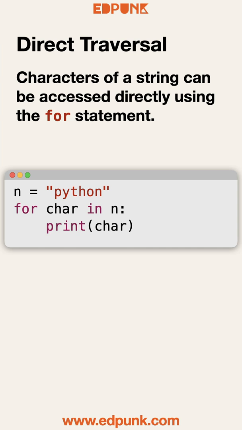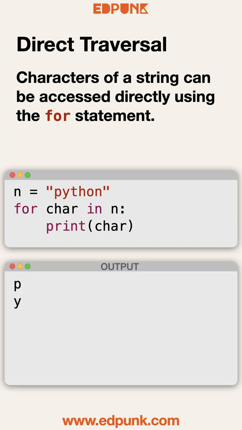Let us now execute the code. You can observe how each character is displayed one by one, starting with character P, followed by the rest of the characters Y, T, H, O, and N.